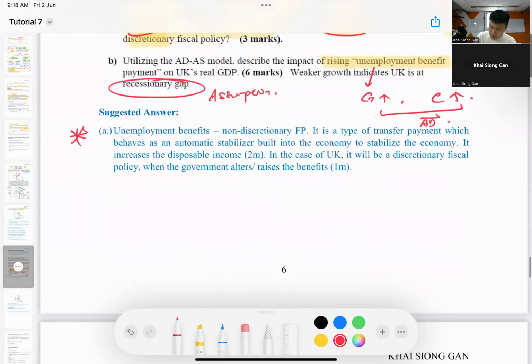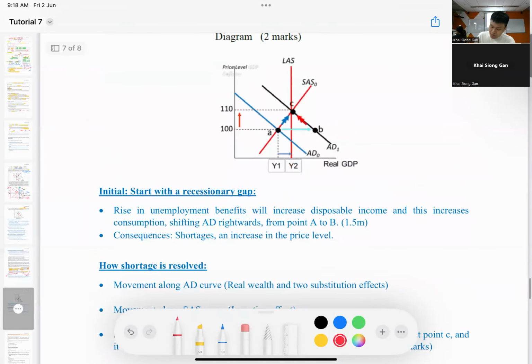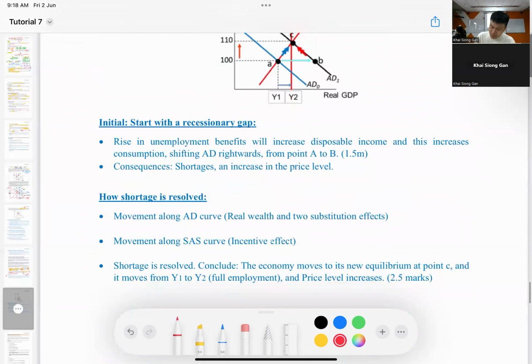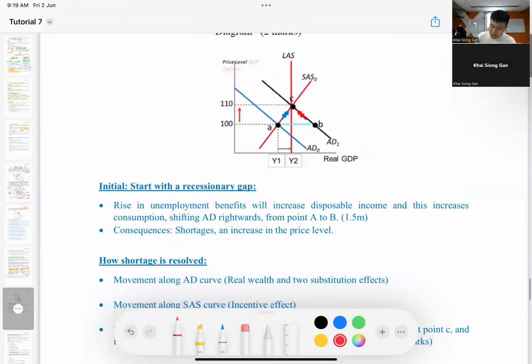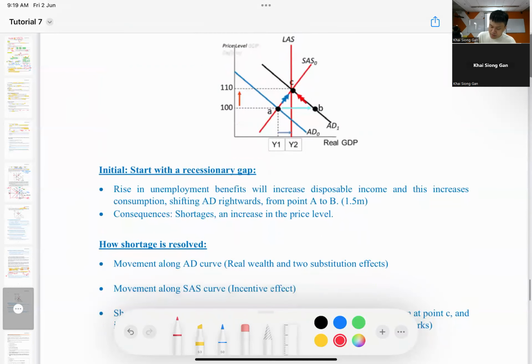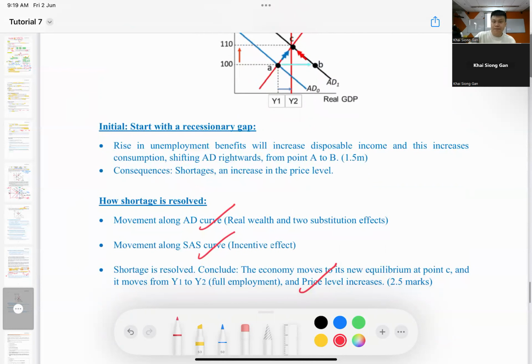So now, if I were to show on the diagram, it will be like this. What you need to write, I basically summarize to this only. First of all, this diagram. We shift the aggregate demand curve, and therefore we talk about the real wealth effect, the substitution effects, and the incentive effect. What you need to talk about is the movement along the AD curve, the movement along the SAS curve, and then the final outcomes. Yep. So that's all for today's tutorial questions.